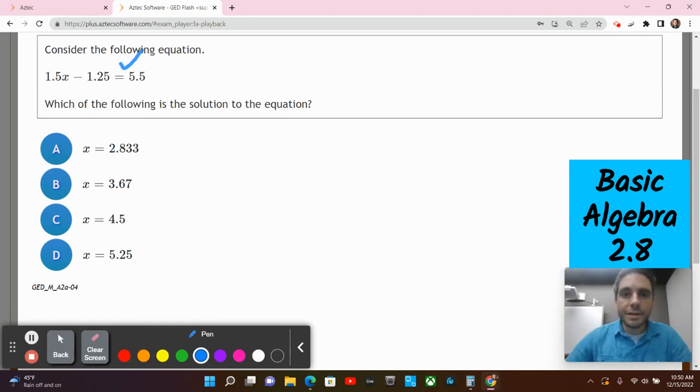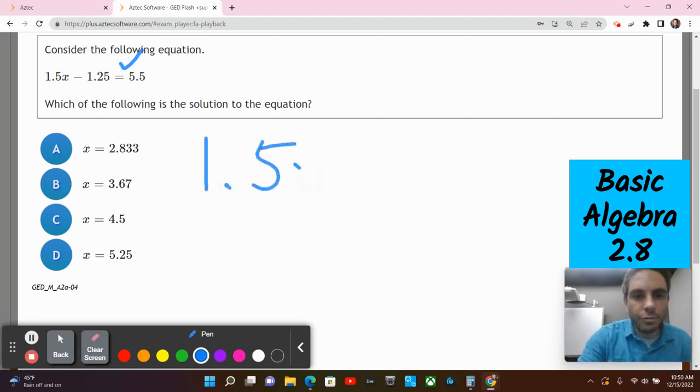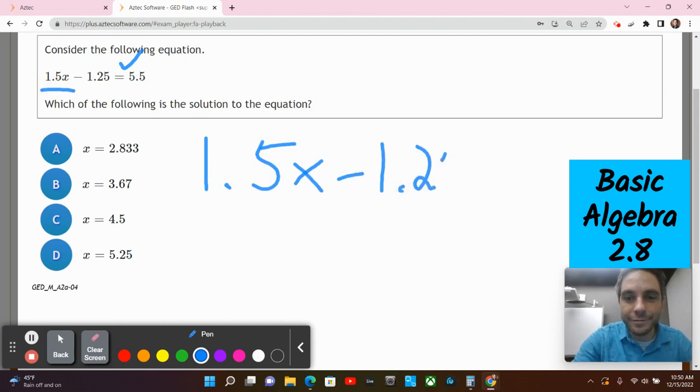trying to identify. Now, sometimes with equations, you can look at the information they give you and kind of work your way through the answer without doing much math work on paper. However, in this one, it's kind of difficult to figure out what number we need to multiply by 1.5 and then take away 1.25 from that answer to get 5.5. That's a lot of math work to do in your head.